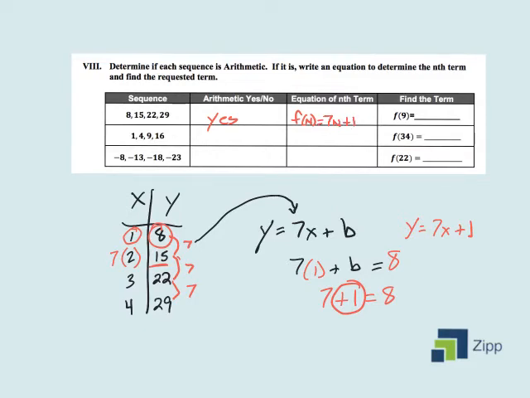Now if I want to find the ninth term, I'll do f of 9. And that's going to equal 7 times 9 plus 1. That's 63, and 1 more. That's 64.